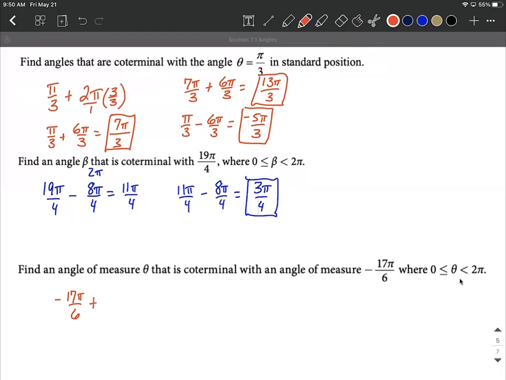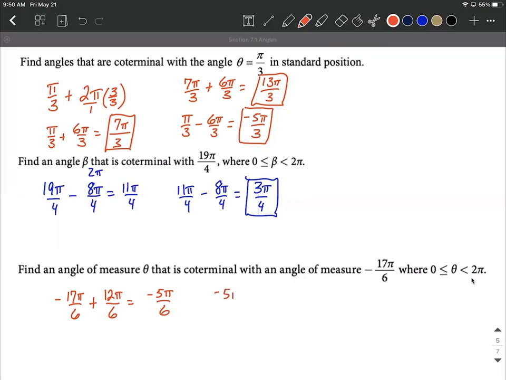I'm going to strategically write this adding 2 pi so it has 6 as a denominator. So I'm going to think 12 divided by 6 makes 2. So 12 pi over 6 is equivalent to adding 2 pi. As we add that, I'm going to end up with negative 5 pi over 6. Okay, it's getting closer, but it's still negative. We need our solution to be between 0 and 2 pi.